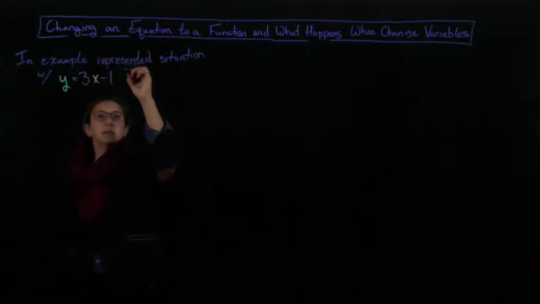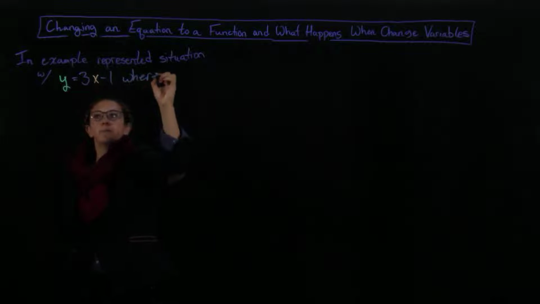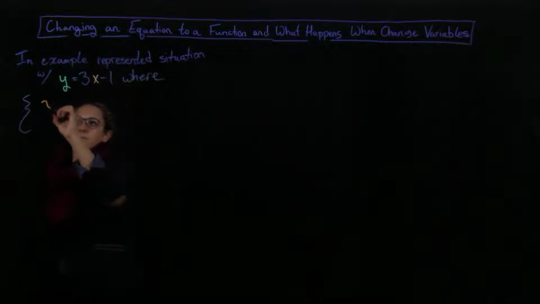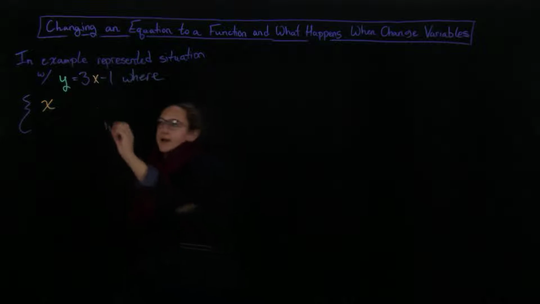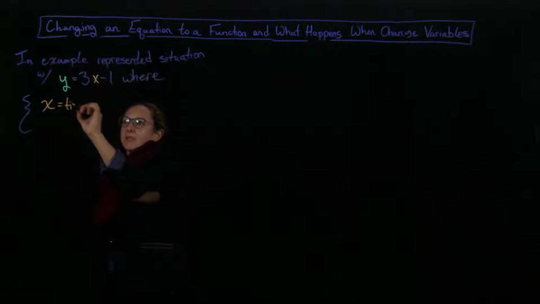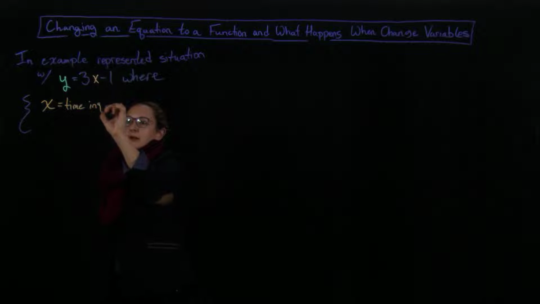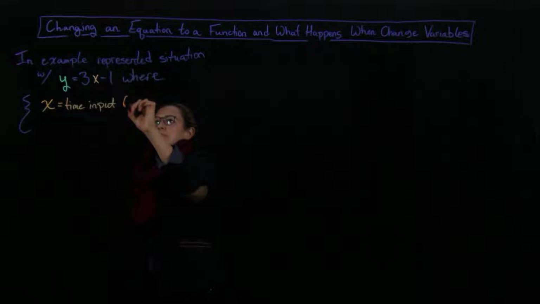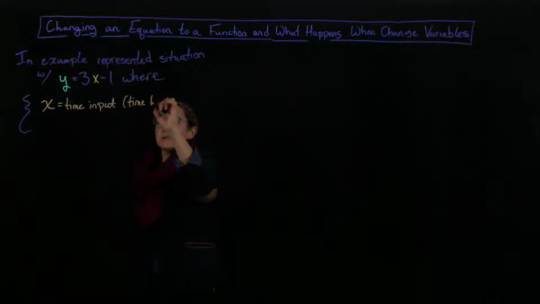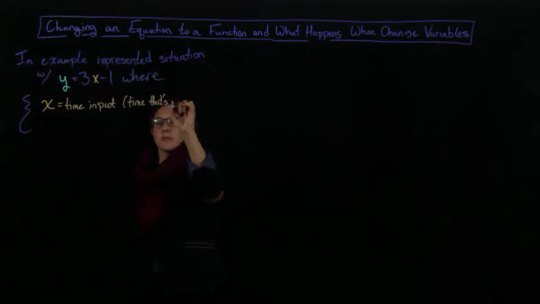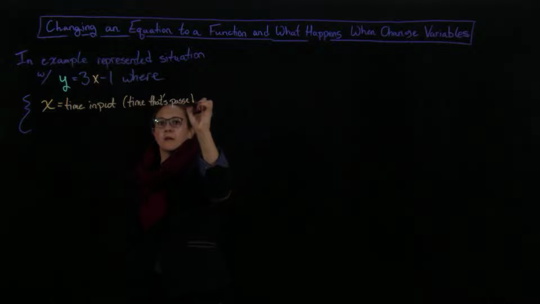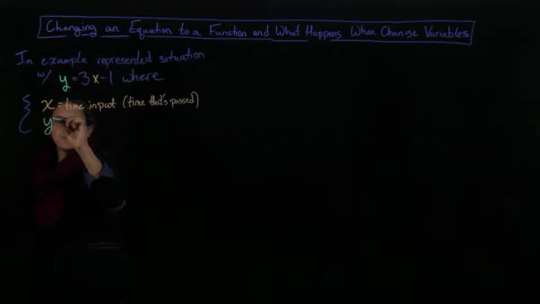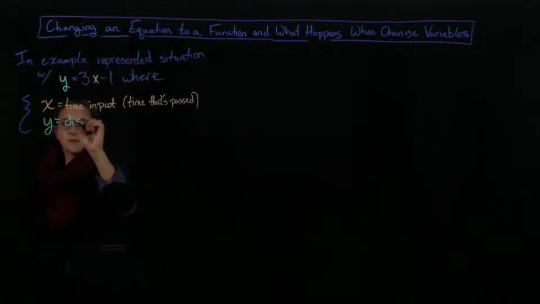In particular, x was going to represent the time input, or the time that's passed. And then our y value was the distance past Orangeville. This is just what we had, to remind you.